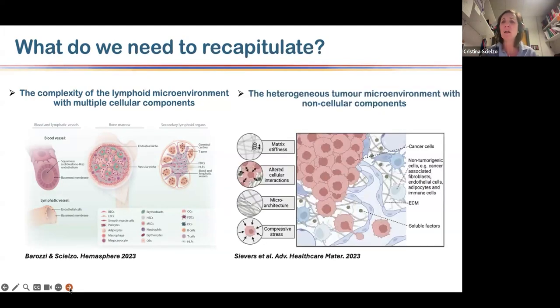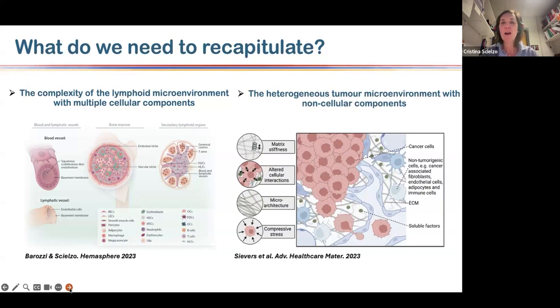But on the other hand, you also have to consider the non-cellular components, overall if you are moving towards 3D modeling, such as the stiffness of the extracellular matrix where the cells are embedded, the microarchitecture of the tissue, and the compressive stress that is present in the tissue and to which cells are exposed. So all these components you really need to take into consideration.